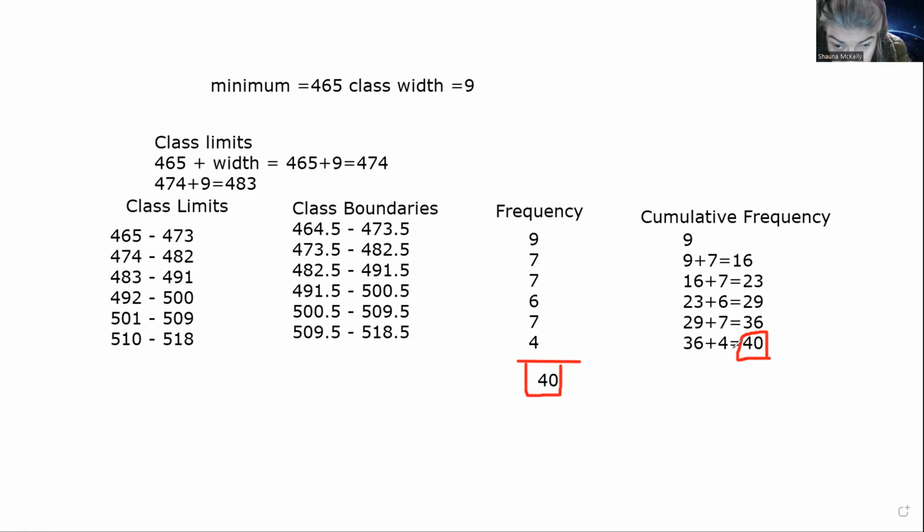So your frequency distribution for the problem that I gave you, that was on your homework for the plasma TVs, should look like this.